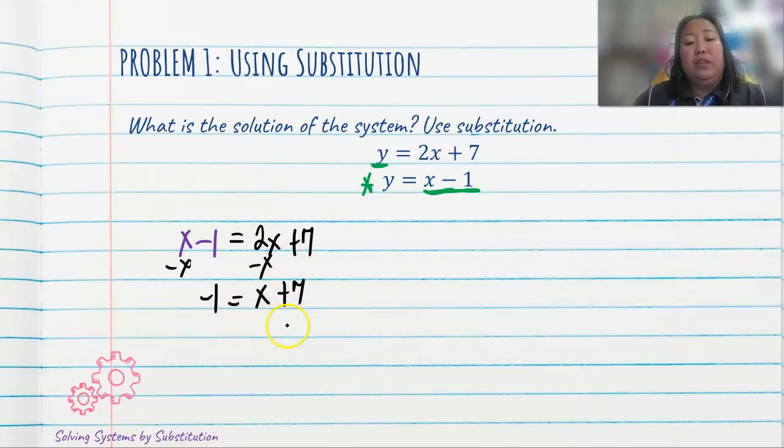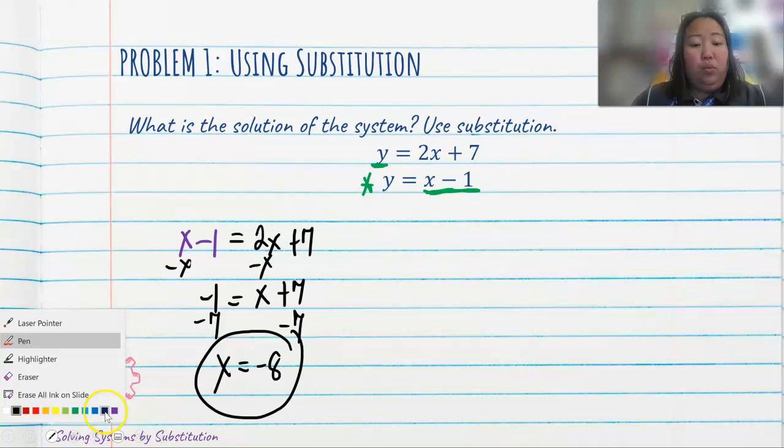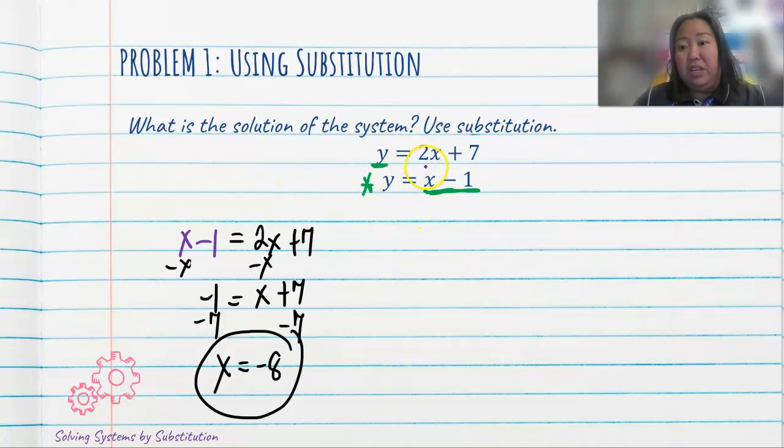All right, this 7 will go to the other side, so minus 7 minus 7, and so our x now is going to be negative 1 and negative 7, which is negative 8. That is our value for x. So how do we solve for y? Now, as you can see, y could be equal to any of these. So you can just choose whichever you want, all right?